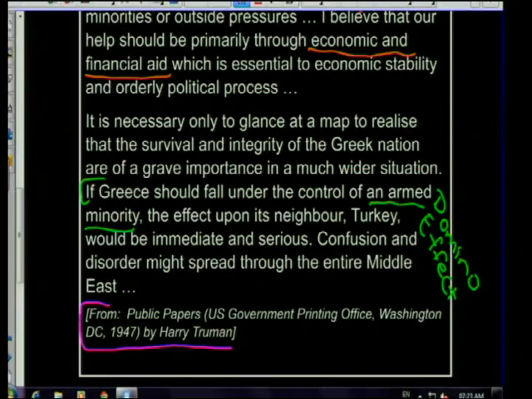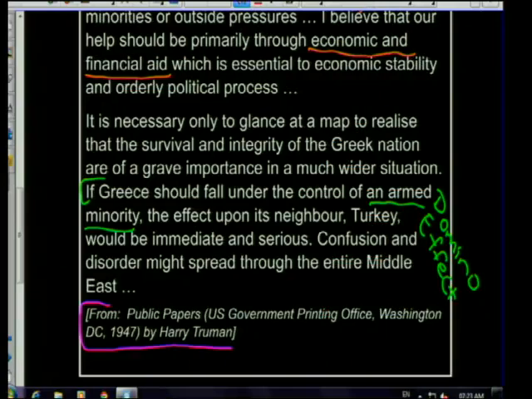That's another reason. Okay, earlier on we said he wanted to ensure economic and political stability, but now he is saying that there is going to be confusion and disorder, and he's saying those might spread through the entire Middle East. So those are the reasons behind the Truman Doctrine. So if you can underline and highlight all the important points, even before you read the questions, that will help you, and you will know what the source is about, so that when you go to answering the questions, the answers are already there.